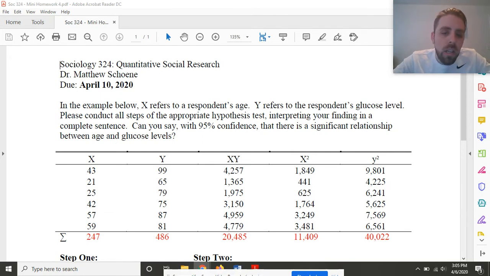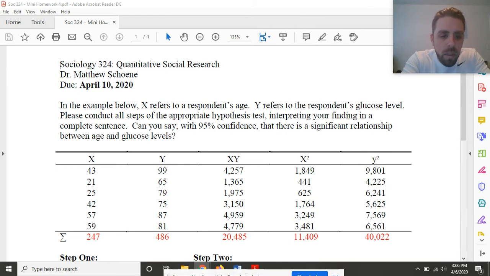Now, if we look at our equation for the Pearson's product moment coefficient of r, I need the summation of X, the summation of Y, the summation of XY, the summation of X squared, and the summation of Y squared. So I am going to create a table, and this was given to you here, with the columns corresponding to the things that you needed.